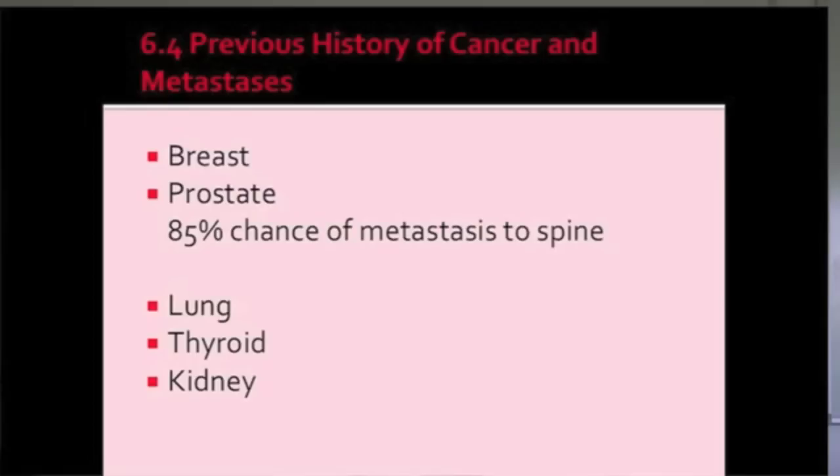So again, with cancer, you need to find out about first degree and primary relatives, so brothers, sisters, mothers, fathers. What sort of illnesses did they have? And is there a chance that the person sat in front of you has got something similar to them? So it's always worth asking about that family history.